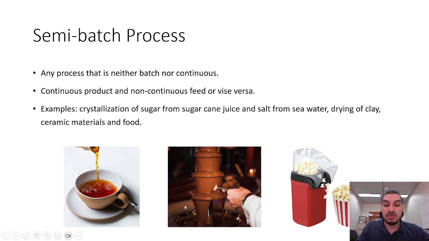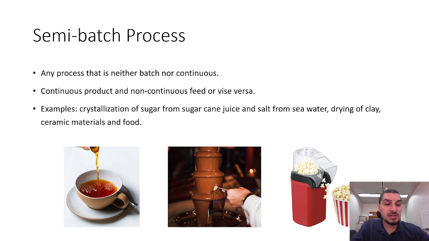For the chocolate fountain, we put the chocolate once, and it continuously produces this chocolate that you can use. So it's a semi-batch process. You have the feed fed once, and the product is continuous. The same for the popcorn machine. In the popcorn machine, we have the corn put in the machine once, and the product is continuously produced from the machine, which is the popcorn.